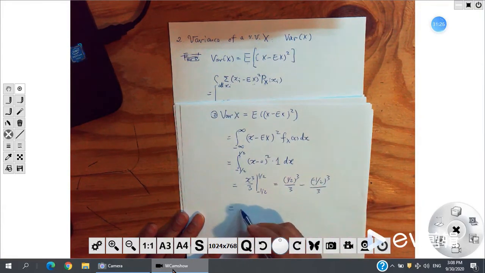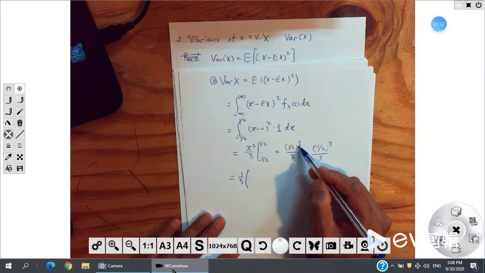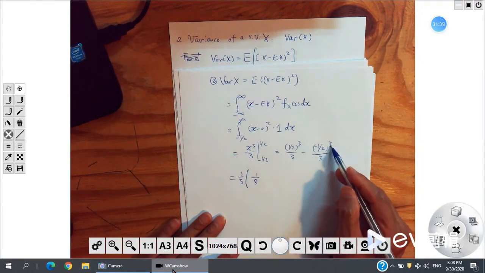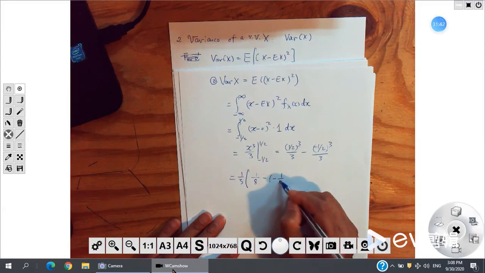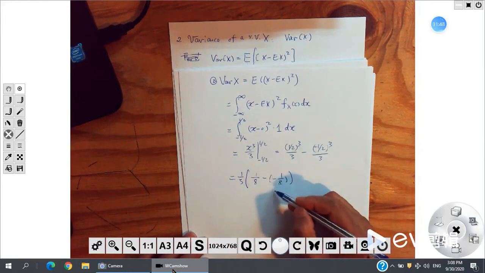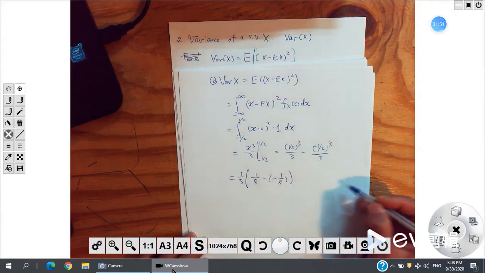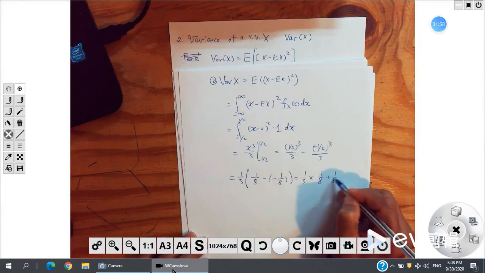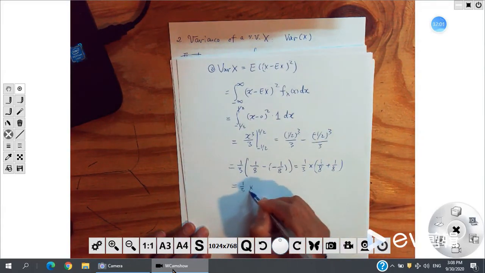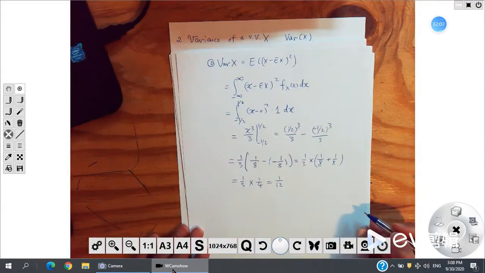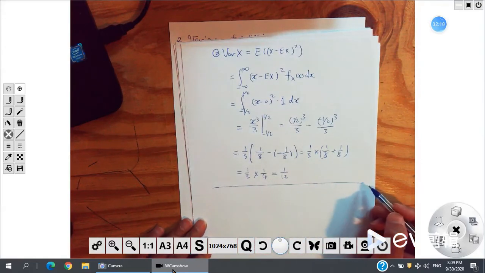I move 1/3 in front. So here will be 1/2 cubed, which is 1 over 8. And this is negative 1/2 taken to a cube, so it's minus negative 1/8. With a cube, you keep the sign. If it's a square, after squaring you will be positive, but with the cube, you go back to negative. So this is 1/3 times 1/8 plus 1/8. So this is 1/3 times 2/8, and 2/8 is 1/4. So this is 1 over 12. Okay, we have the variance value is 1/12.